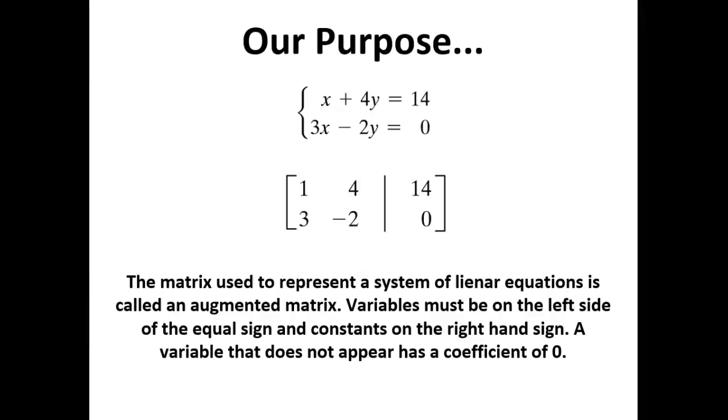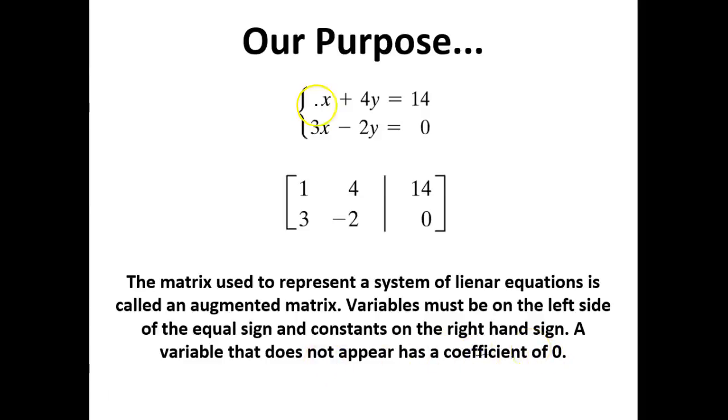So how are these going to help us? Well, we're going to take a system of linear equations and put them into a matrix. The matrix used to represent a system of linear equations is called an augmented matrix. The variables must be on the left side of the equal sign and the constants on the right-hand side of the equal sign. A variable that does not appear has a coefficient of 0.